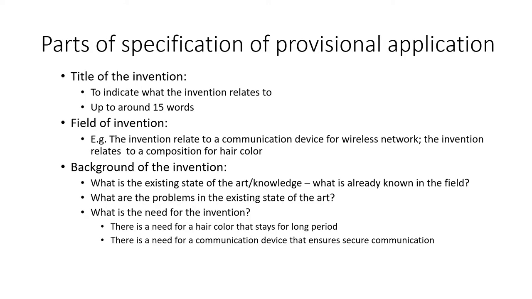So let us now see what are the parts of a specification that you need to file for a provisional application. So the first part of a provisional application is the title of the invention. This is what identifies what the invention relates to. So suppose your innovation relates to a communication device for secure communication. So you put the title as a communication device for enabling secure communication.